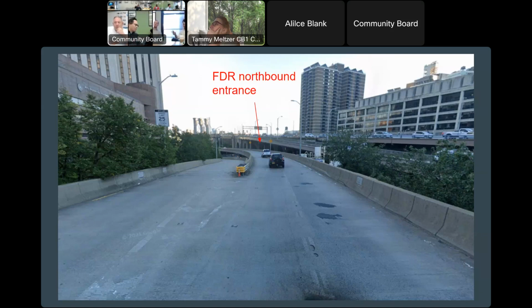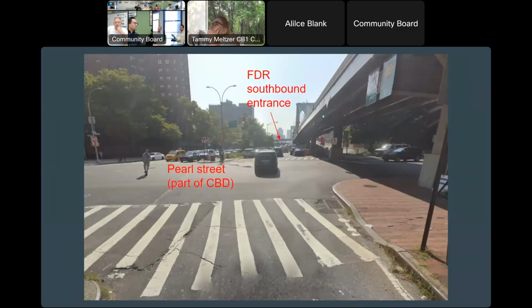But what the MTA said is that this particular southbound FDR entrance coming off the Brooklyn Bridge, because you have to touch Pearl Street technically to get there, you're touching the central business district and you therefore will be tolled. I live near here, so I use it all the time. I get off here and I would expect to incur a charge right here.